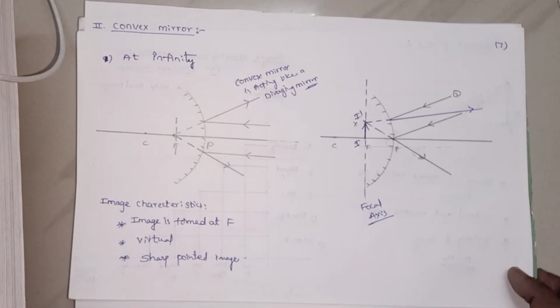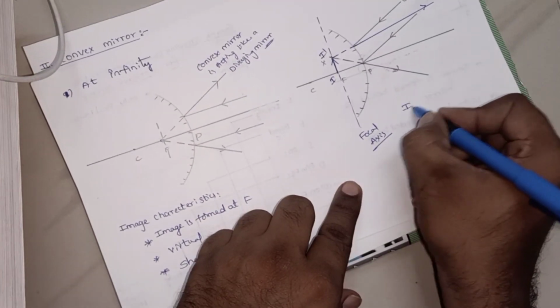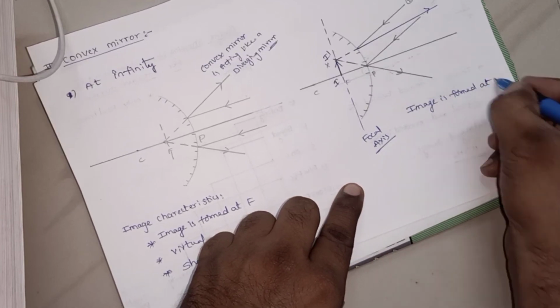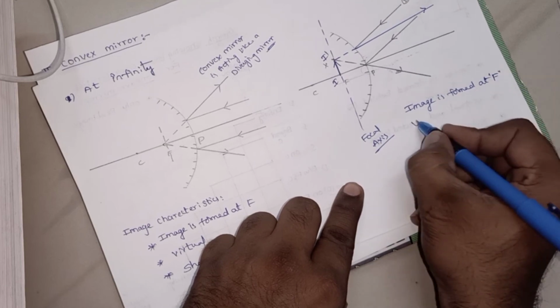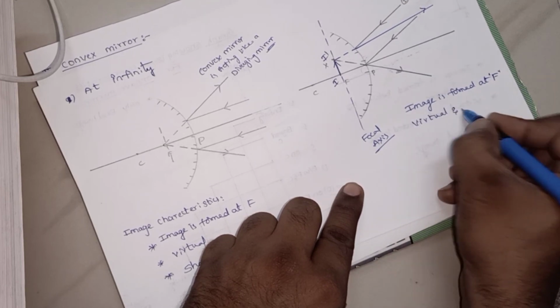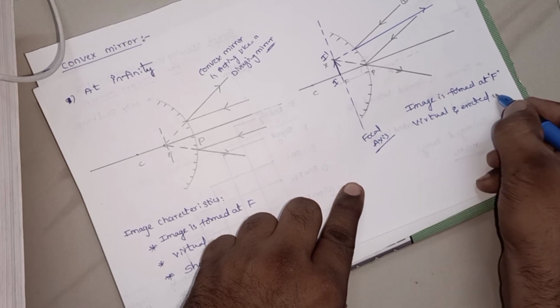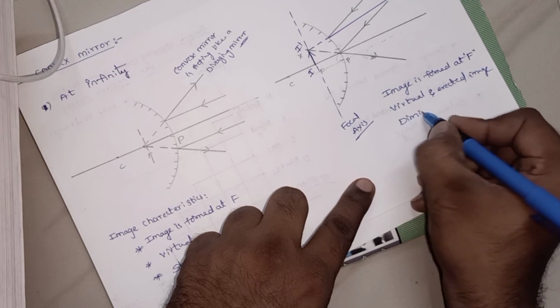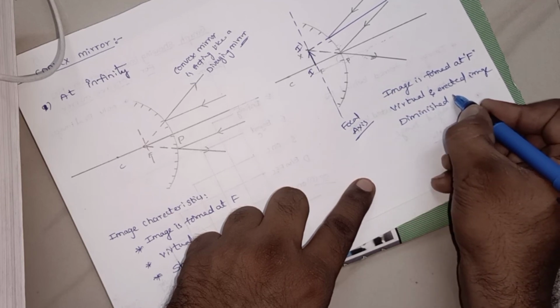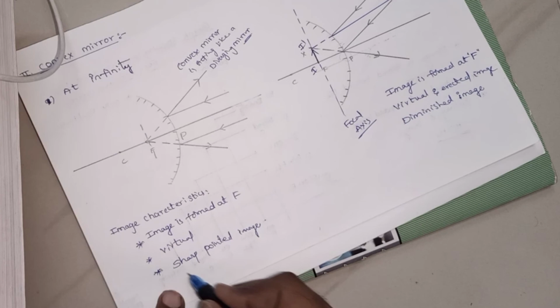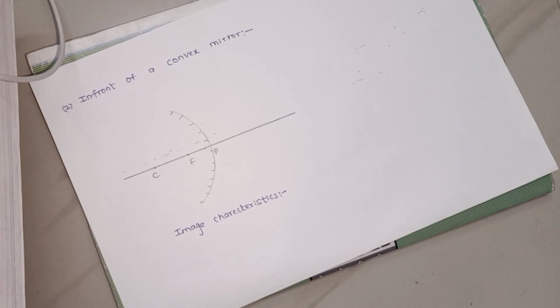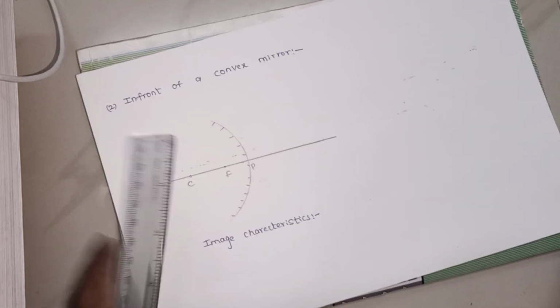Can you guess the image characteristics now? Where is the image formed? Image is formed at focus. It is formed inside the mirror, so virtual and erect image, and anyhow it is a diminished image. Remember, a sharp pointed image is also a diminished image. Clear? And the last ray diagram is the object placed in front of a convex mirror.